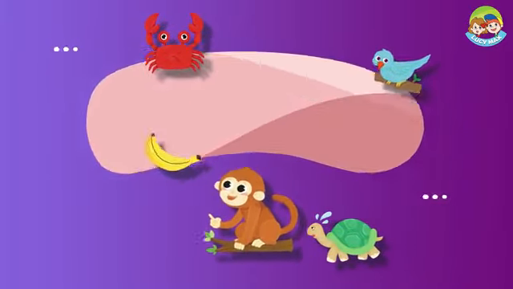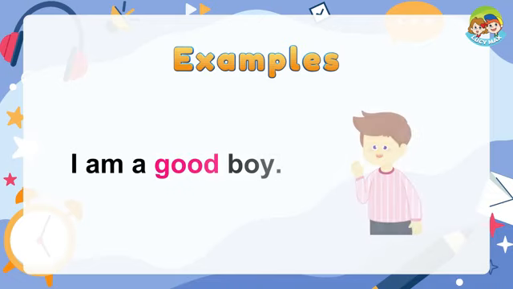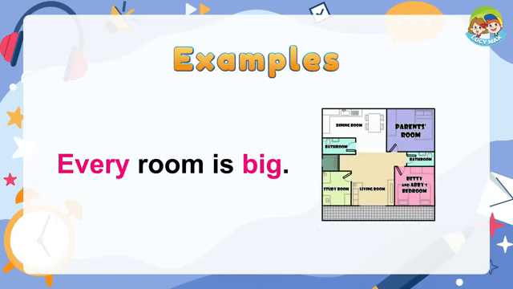Examples. Let's take a look at some examples. I am a good boy. Good is the adjective. It describes the boy. Every room is big. Every is an adjective. It describes the room. Big is also an adjective. It describes each room.